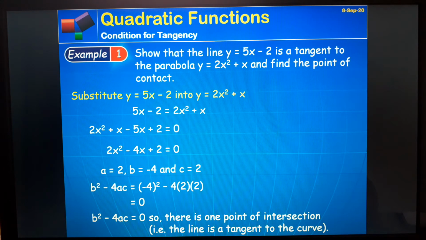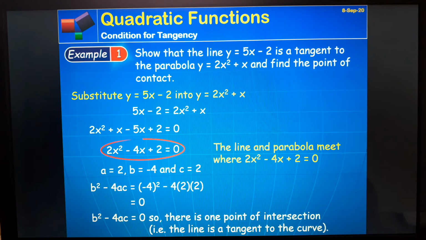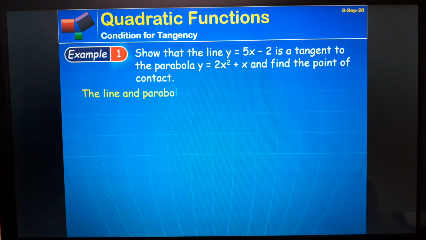There's a second part to the question, and find the point of intersection. So this is the combined quadratic that we have from the straight line being equal to the quadratic, the parabola that we had to begin with. So this is our combined quadratic that we're now going to use. So to find the point of contact, we're going to now solve this combined quadratic.